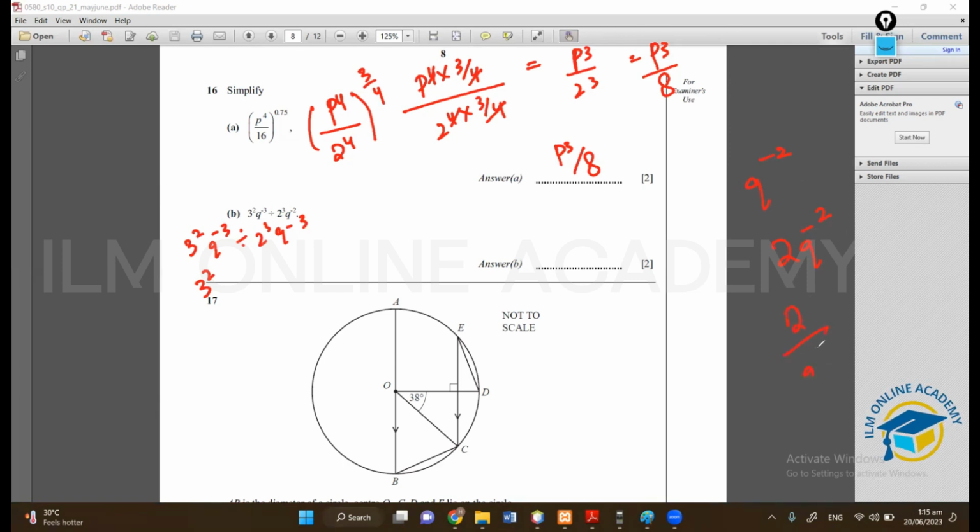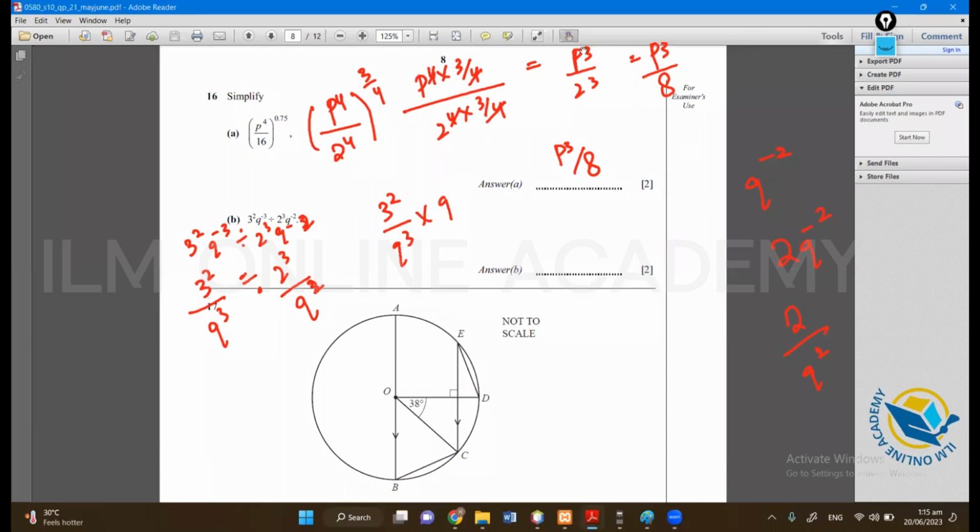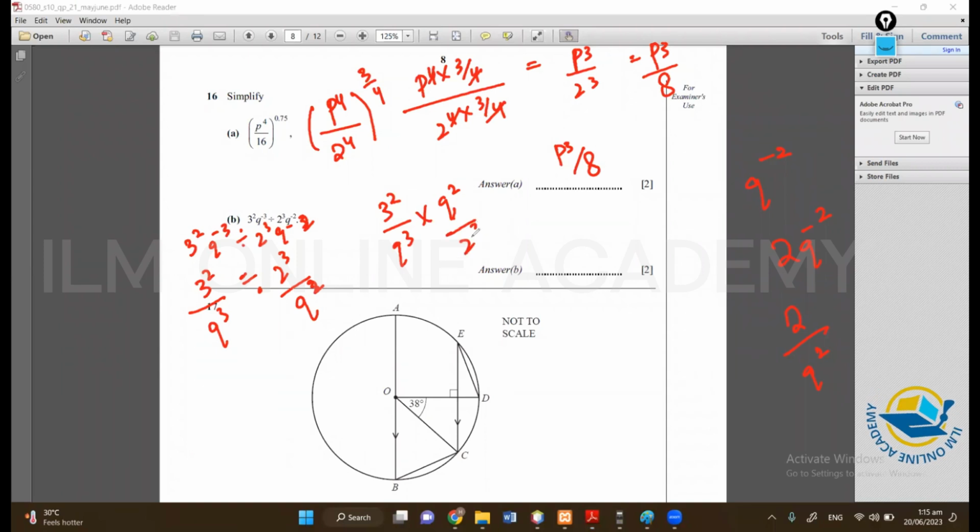So it would be written as 2 over q squared, right? In the same pattern, it becomes 3 q cubed divided by 2 to the power 3 and q cubed. Okay, so q squared is done. Now this division would be converted into multiplication and this whole thing will be reciprocal. So 3 squared over q cubed multiplied by q squared over 2 cubed.